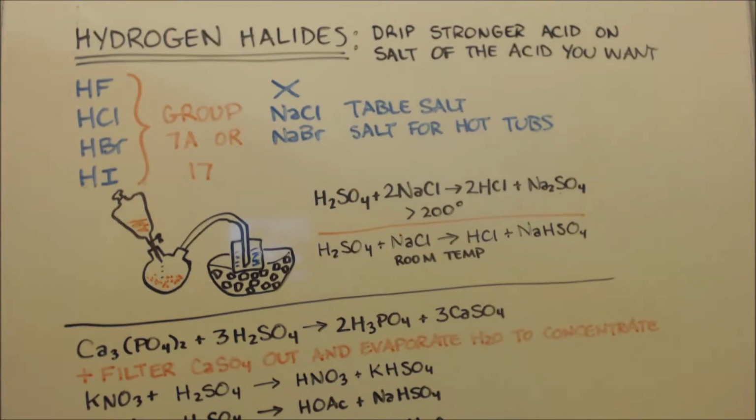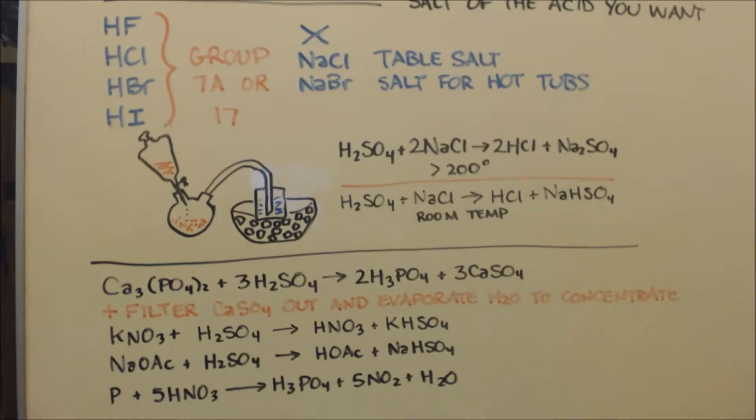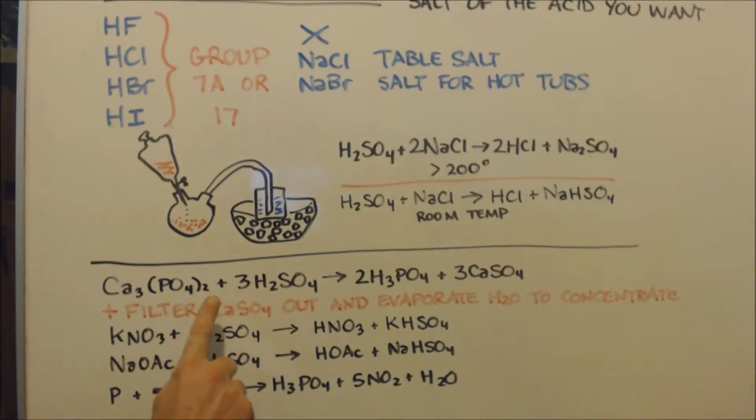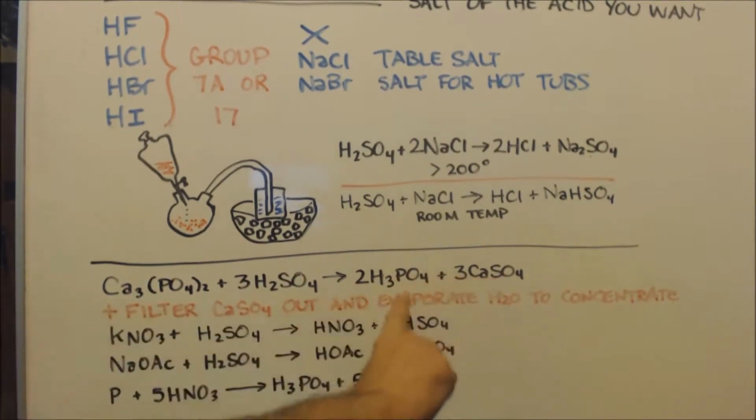So keep that in mind too. How do you make other acids that aren't the halides? Here are some examples. Let's say you want phosphoric acid. Well, like I said, get sulfuric acid, drip it on the salt of the acid you want, which would be a phosphate, tricalcium phosphate. Drip it onto there, and this is what you get.